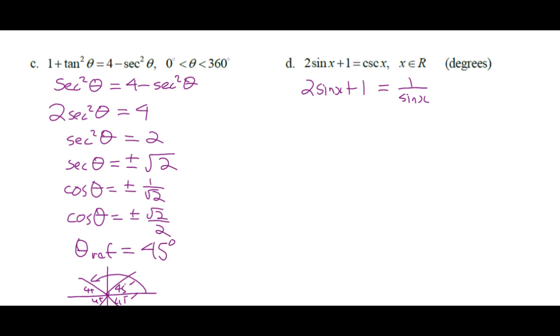Okay, how do we just solve this? First step? Multiply both sides by sine x. So we get 2 sine squared x plus sine x. What's that equal to? 1. Yeah, it didn't go away. So now what? Now we subtract the 1, right? So now we get 2 sine squared x plus sine x minus 1.